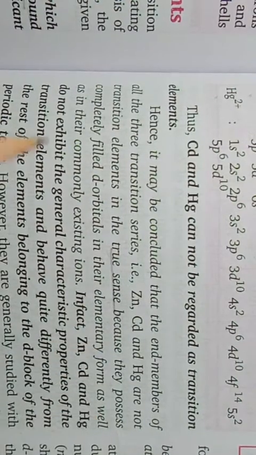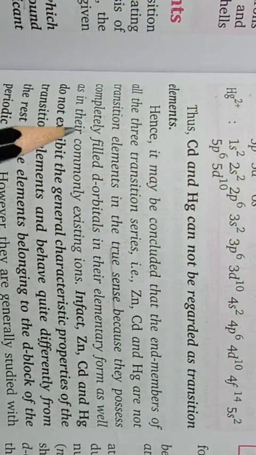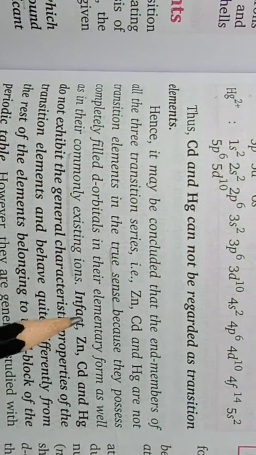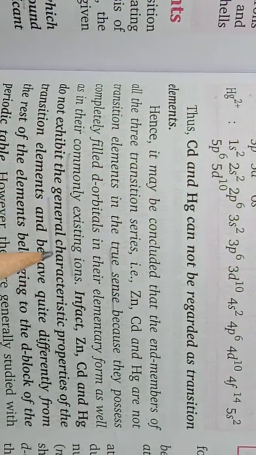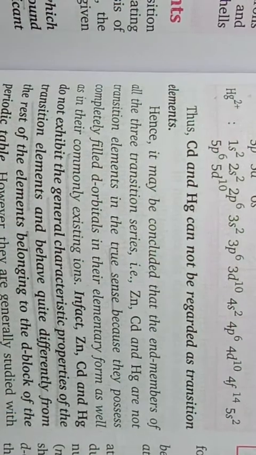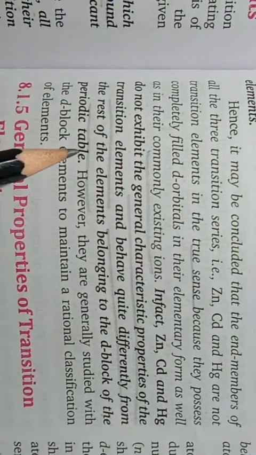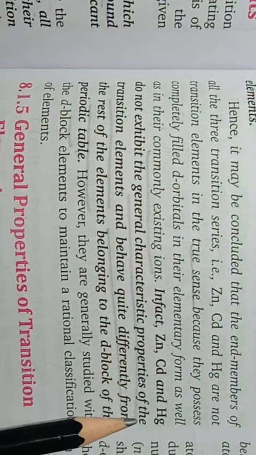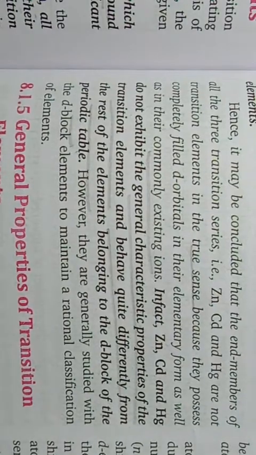Why? Because they possess completely filled d orbitals in their elementary form as well as in their commonly existing ionic form. In fact, zinc, cadmium and mercury do not exhibit the general characteristic properties of the transition elements and behave quite differently from the rest of the elements belonging to the D block of the periodic table. Okay students, so it means zinc, cadmium and mercury are D block elements but not transition elements. Okay students.